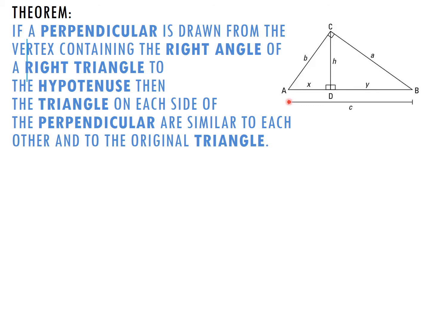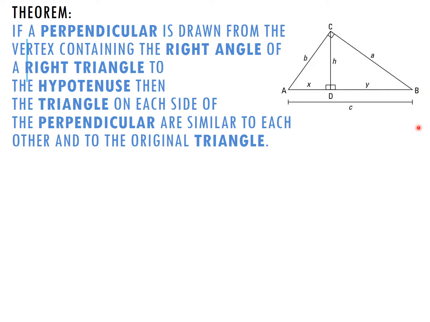So as a result, we can say triangle ADC is similar to triangle ABC. Then triangle BCD is similar to triangle ABC. And again, triangle ADC is similar to triangle BCD. So these two triangles are similar to each other. This triangle is similar to the entire triangle. This triangle is again similar to the entire triangle.